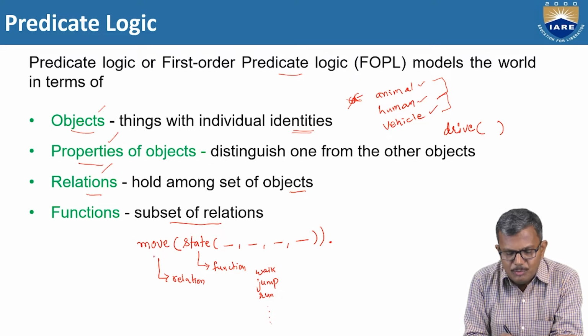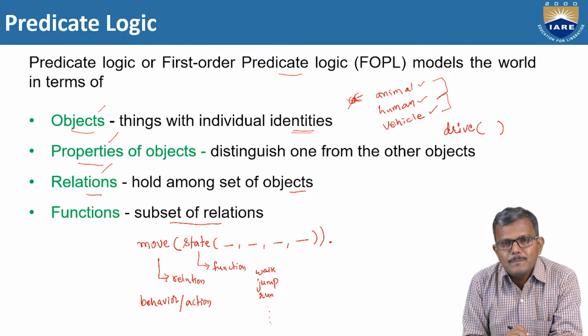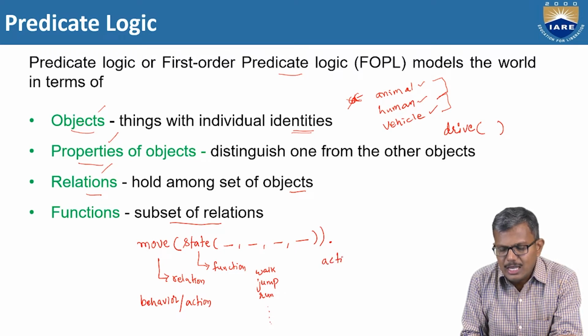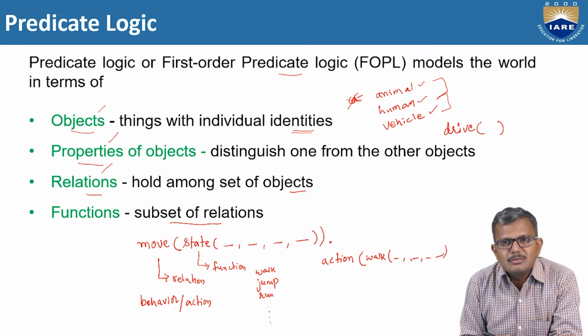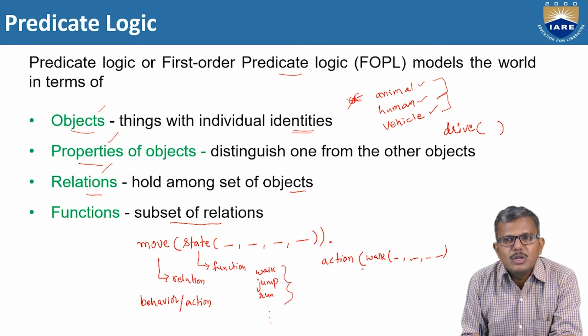In place of move, you can write behavior, or otherwise action. You can represent statements like this: action and the state. For example, it is walk. Walk is going to have some kind of properties, and those properties we will represent here. However many functions we take, that many representations you can make. That's why, as we have a chance to represent knowledge in this way, we say that functions are subsets of relations.